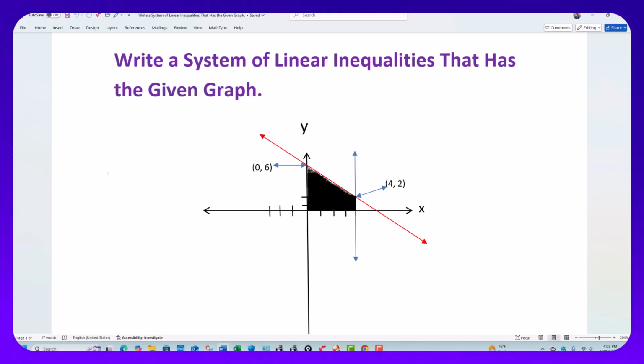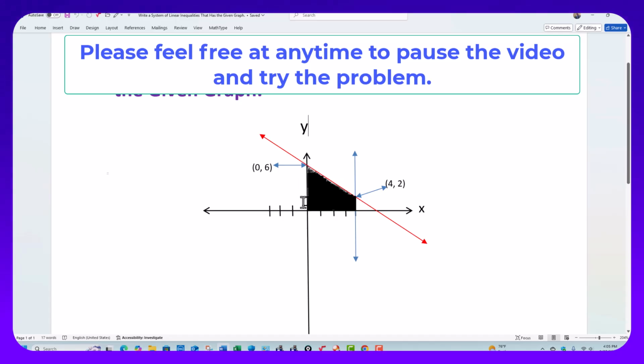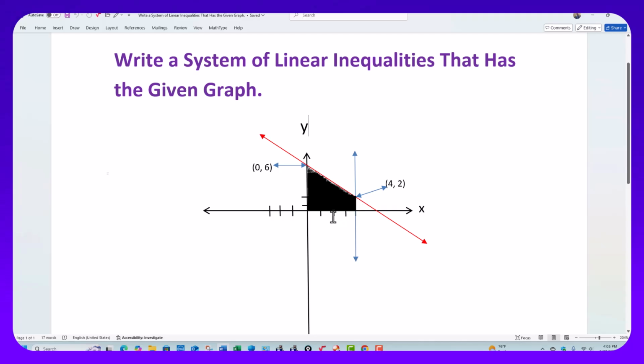In this video, we want to find a linear system of inequalities that has the given graph here. So it's bounded by the y-axis, the x-axis, the line x equal to 4. So this is the point there, (4, 0). And this is the solution set of the system of inequalities.